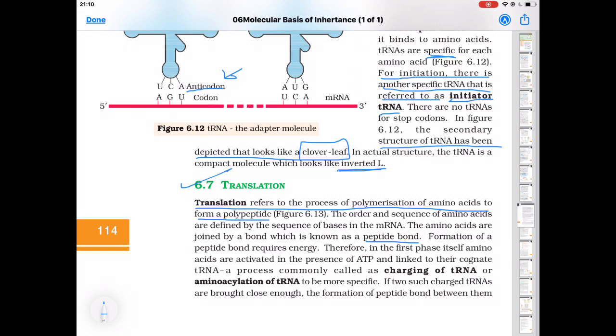Formation of a peptide bond requires energy. This is an energy consuming process. In the first phase itself, amino acids are activated in the presence of ATP and linked to their cognate tRNA, a process commonly called charging of tRNA or aminoacylation of tRNA. So the first step in translation is charging of tRNA, in which the amino acids combine with the tRNA using ATP energy.